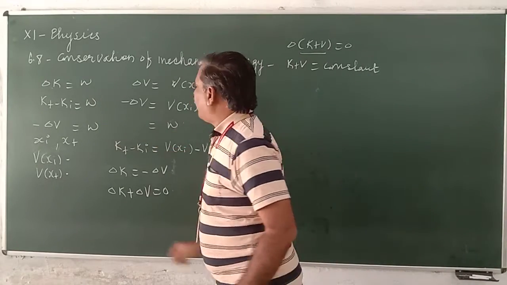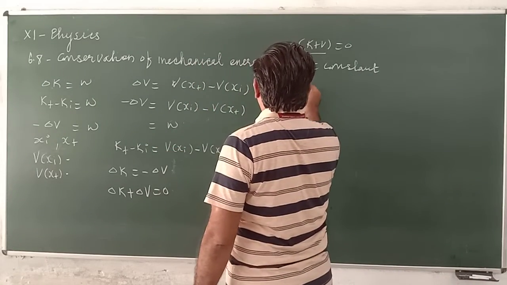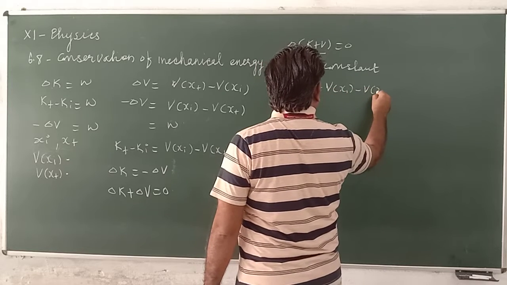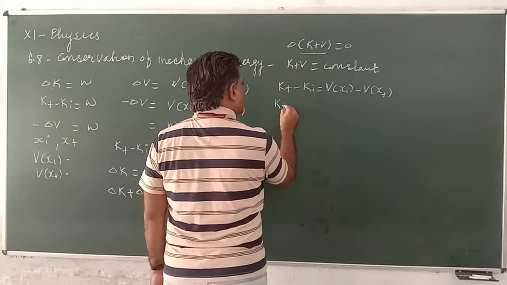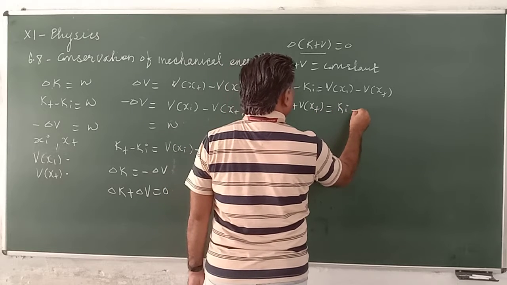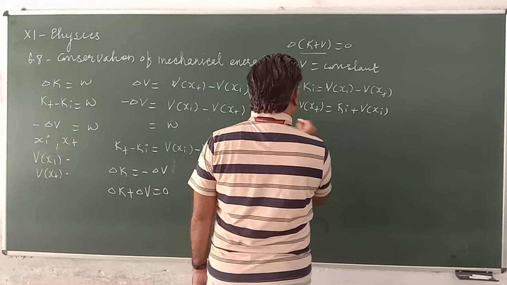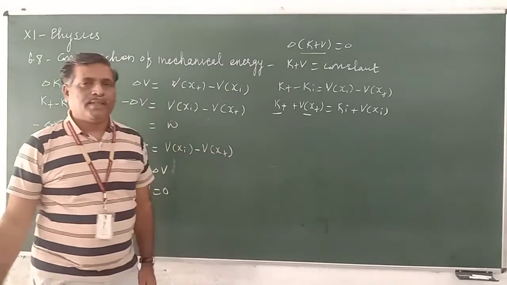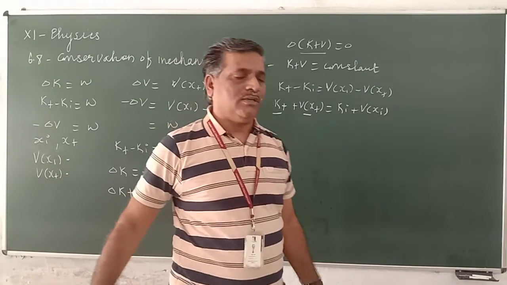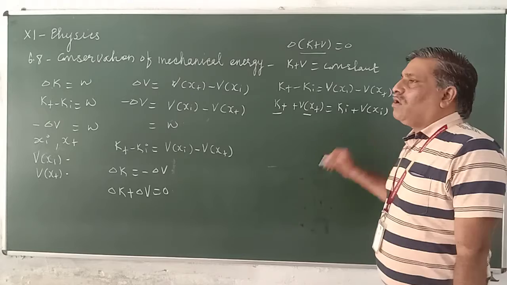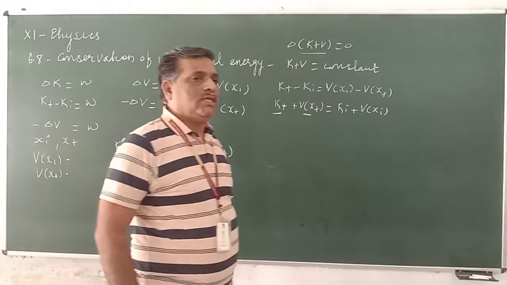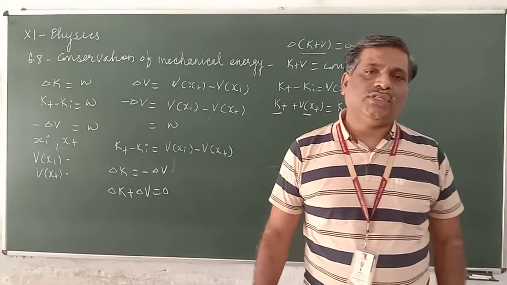From these two cases we can write K final minus K initial is equal to V(Xi) minus V(Xf). So K final plus V(Xf) is equal to K initial plus V(Xi). Kinetic energy plus potential energy at the final position is the same as kinetic energy plus potential energy at the initial position. And it gives us the law of conservation of mechanical energy. Kinetic plus potential energy is known as mechanical energy.